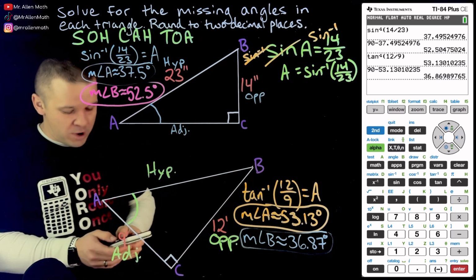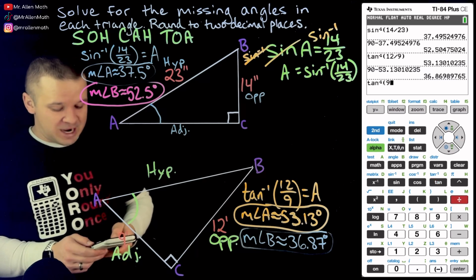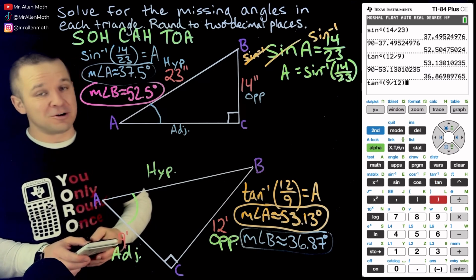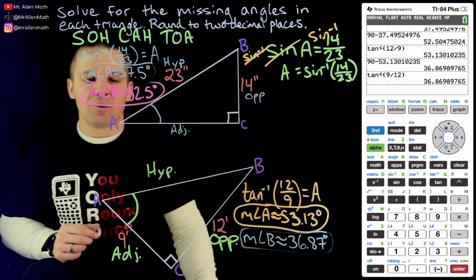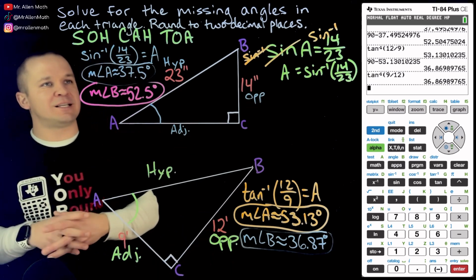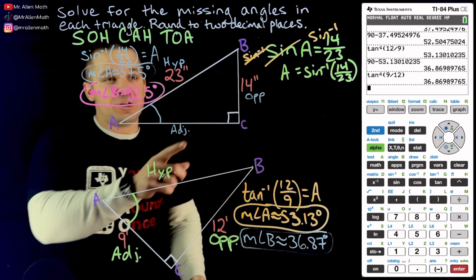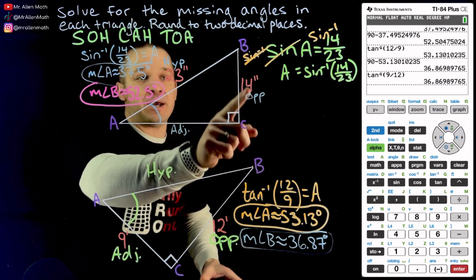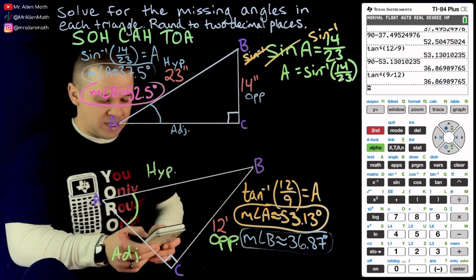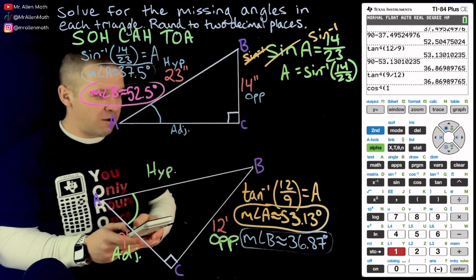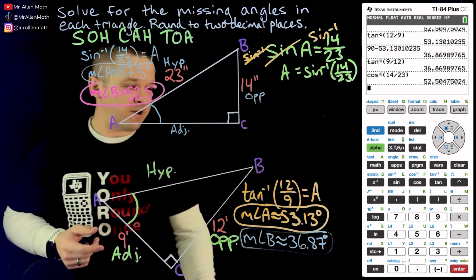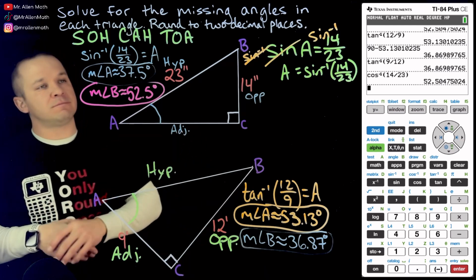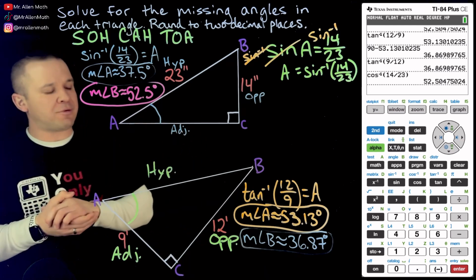But one last thing before we go here. If I do tangent inverse of 9 over 12, will I get this 36.87? Boom! Same exact thing. Whatever you want to do, however you want to slice it. You could even have done that over here. We could have done cosine because this is adjacent from B. That's adjacent over hypotenuse. Check it out. Cosine inverse of 14 over 23, 52.5. Look at that. Different math, still checks out.